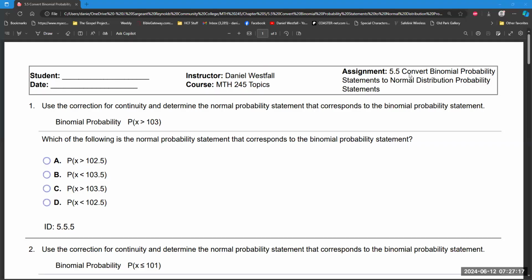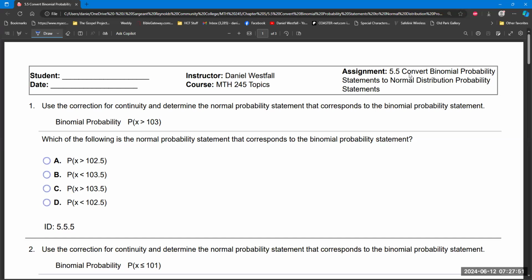In this video, we're going to convert binomial probability statements into normal distribution probability statements from 5.5. Before we can get into the applications of this, approximating a binomial distribution with a normal distribution, next video, we're going to have to talk about the continuity correction factor that we need to make to convert a binomial statement that is discrete to a normal distribution statement, which is continuous.